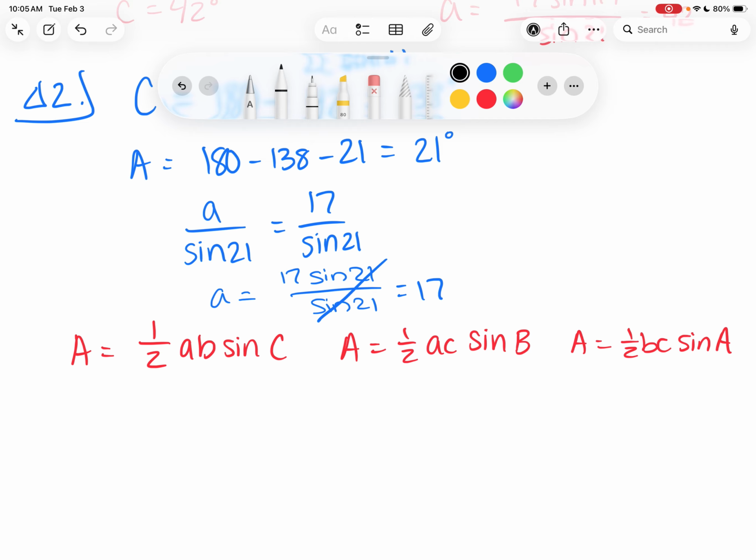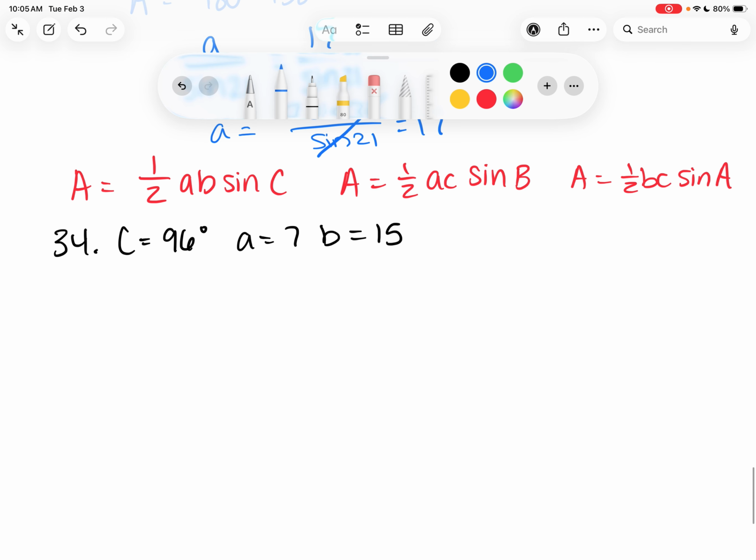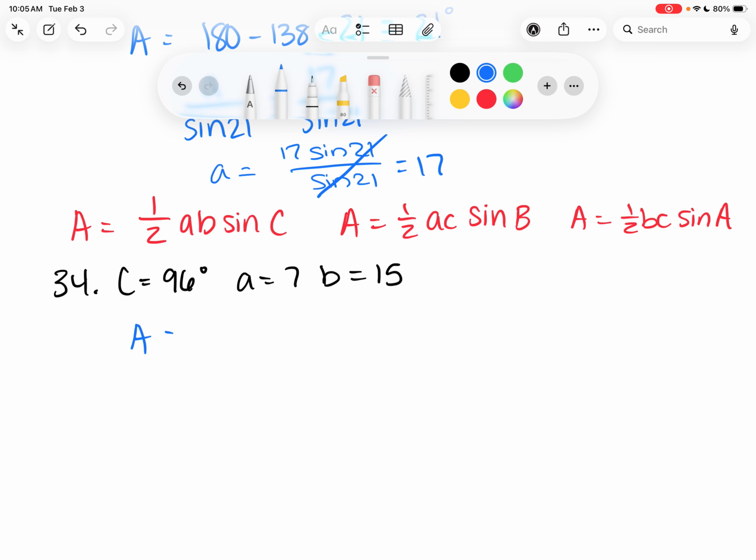So, 34. Just going to do 2 of these probably. We've got angle C is 96 degrees. Side A is 7 and side B is 15. So, 1/2 AB sine C. Yep. So we've got 1/2 times 7 times 15 times the sine of 96. Again, obviously make sure you're in degree mode. If you've been doing stuff in your calculator, you're already in degree mode. I'm just pointing that out so that when you get to the quiz or the test you know what you're doing.